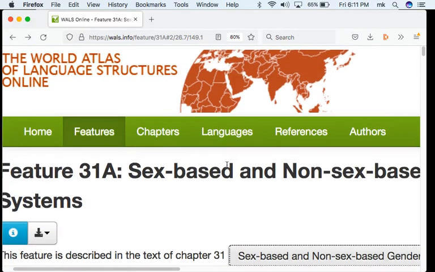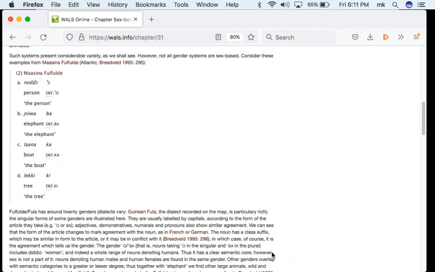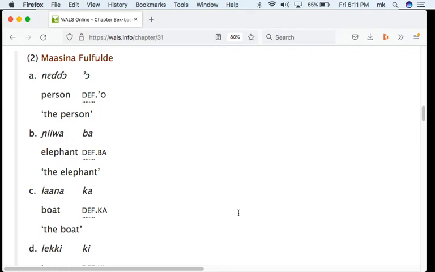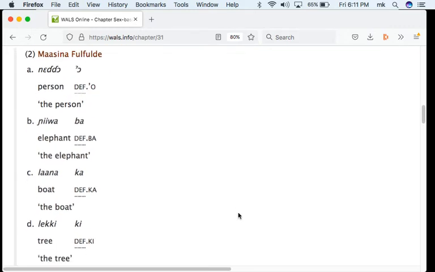We can see an example here in this language that I don't know, that seems to be called Masina Fulfulde. We see that there are apparently 4 noun classes. Person, elephant, boat, and tree go into 4 different categories, and clearly that's nothing to do with gender as a social category. It's that depending on which category a noun is in, you know whether the is o or ba, ka, or ki.